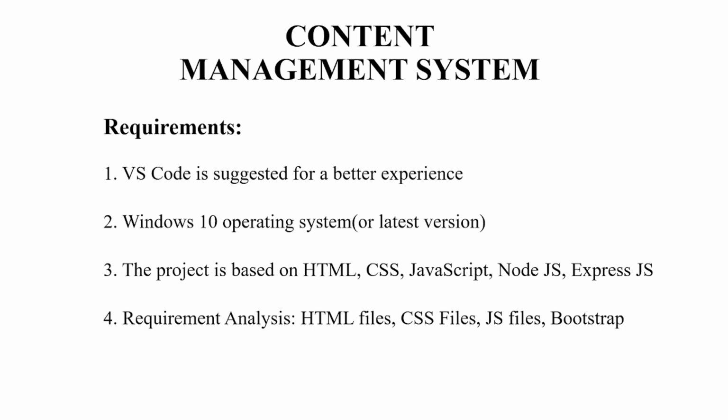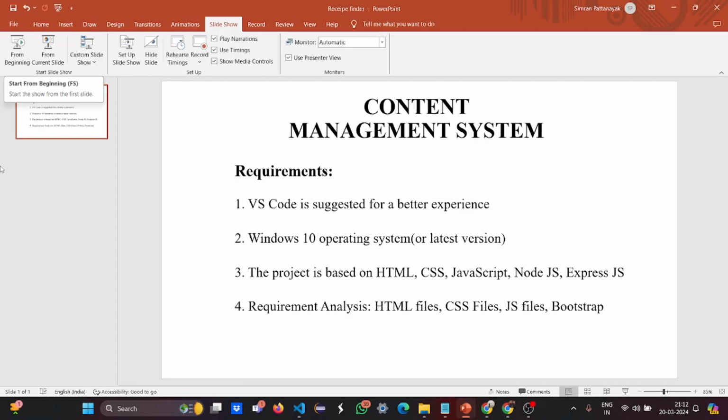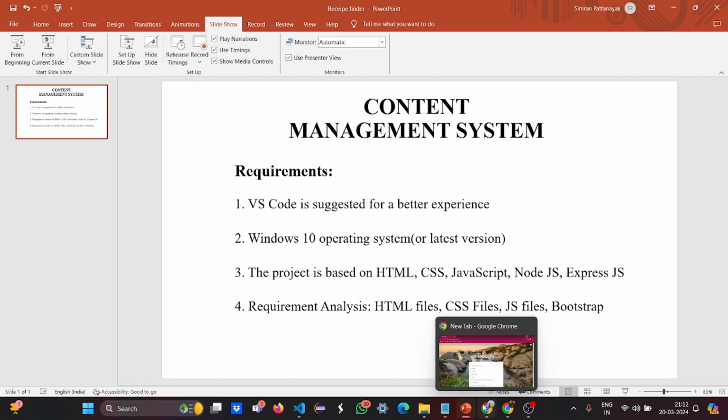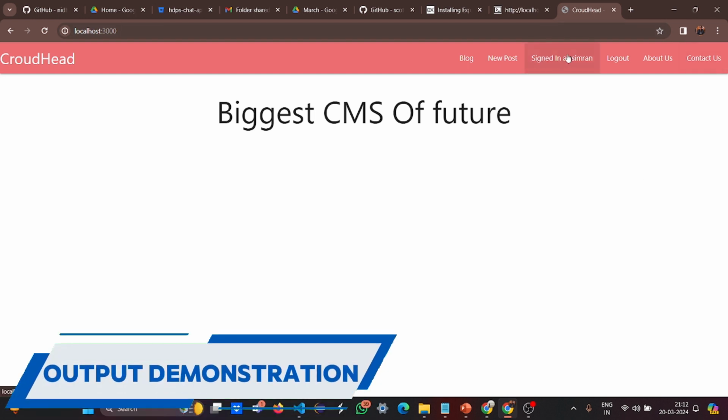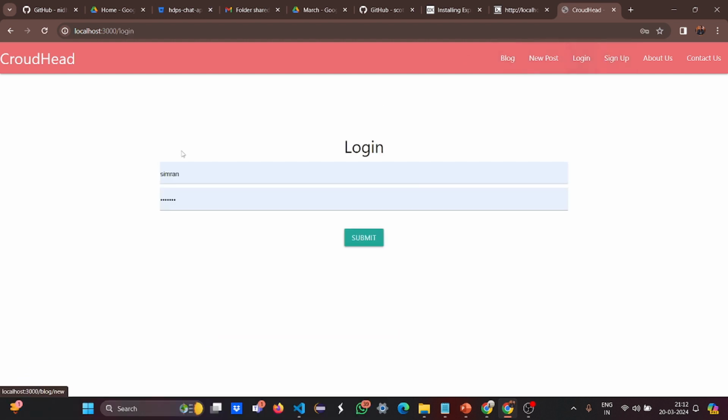The requirement analysis of this project includes HTML files, CSS files, JS files, and Bootstrap. First, we are going to have a look at the project. So this is what our CMS looks like, that is content management system. I am signed in as Simran right here. Let me log out. So logged out. Let us log in. So this is my account, Simran, and I've given a password.